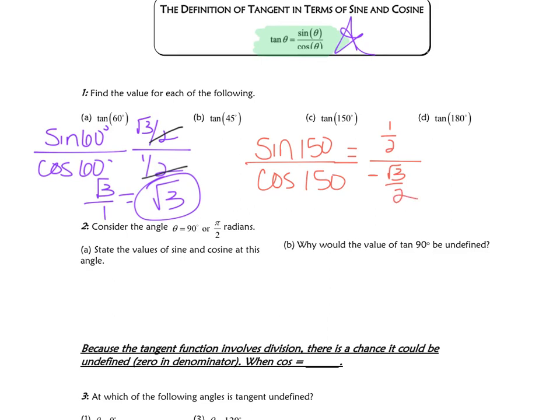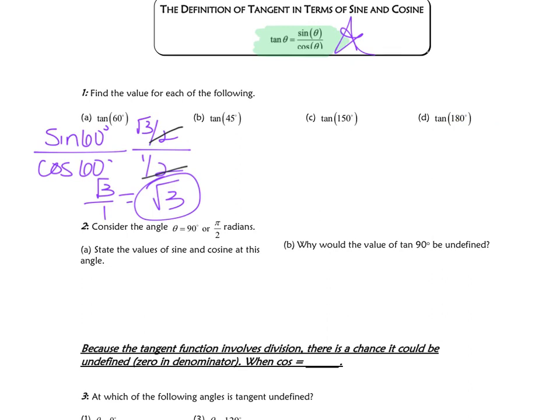And just like I mentioned in example A, your denominators cancel, so you're really ending up with 1 over the square root of 3, and it's negative because you have a positive divided by a negative.